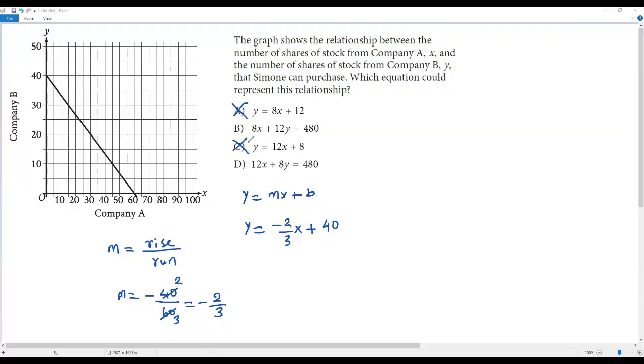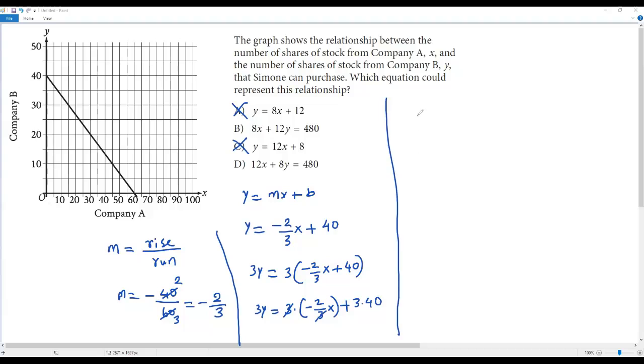But in option B and option D, we have the equation in standard form. That is, we have x and y on the left side and a constant on the right side. So now we can try to write this equation in standard form. First we have to get rid of the denominator 3. For that, I multiply both sides of this equation by 3. So 3y is equal to 3 times negative 2 over 3 times x plus 40. Now we distribute the 3: 3 times negative 2 over 3 times x plus 3 times 40. This 3 will cancel out, and I'm getting 3y equals negative 2x plus 3 times 40, which is 120.